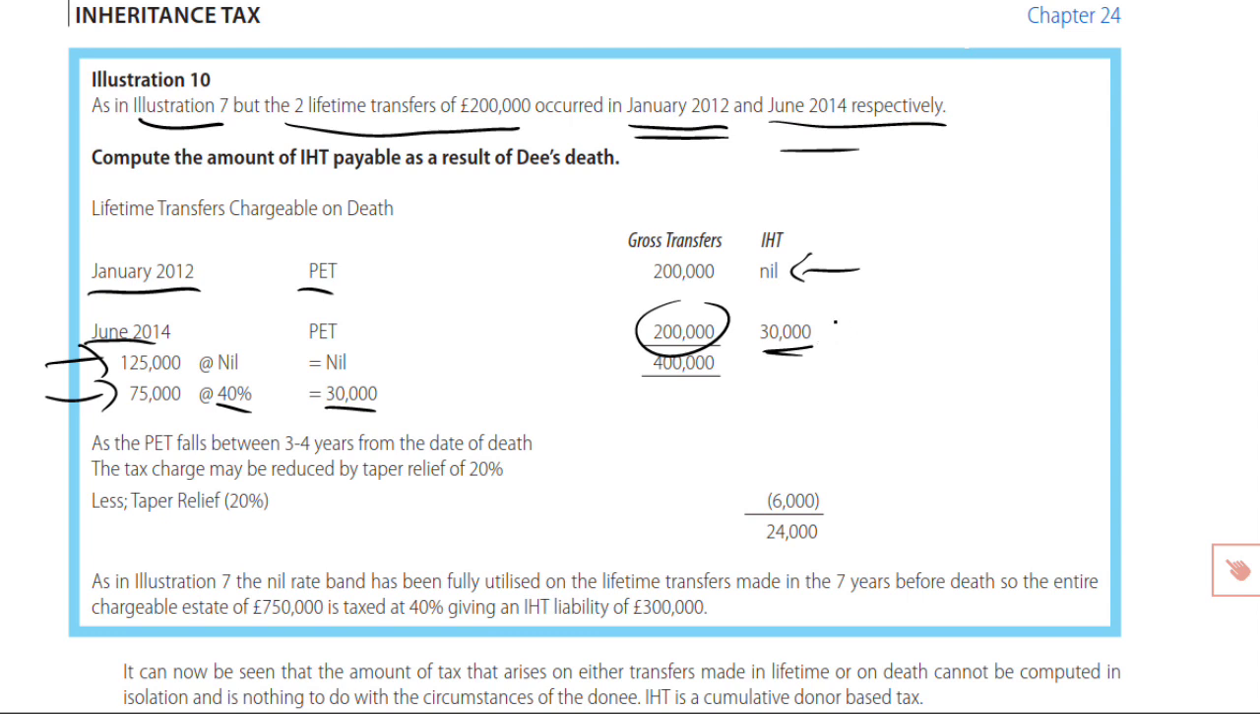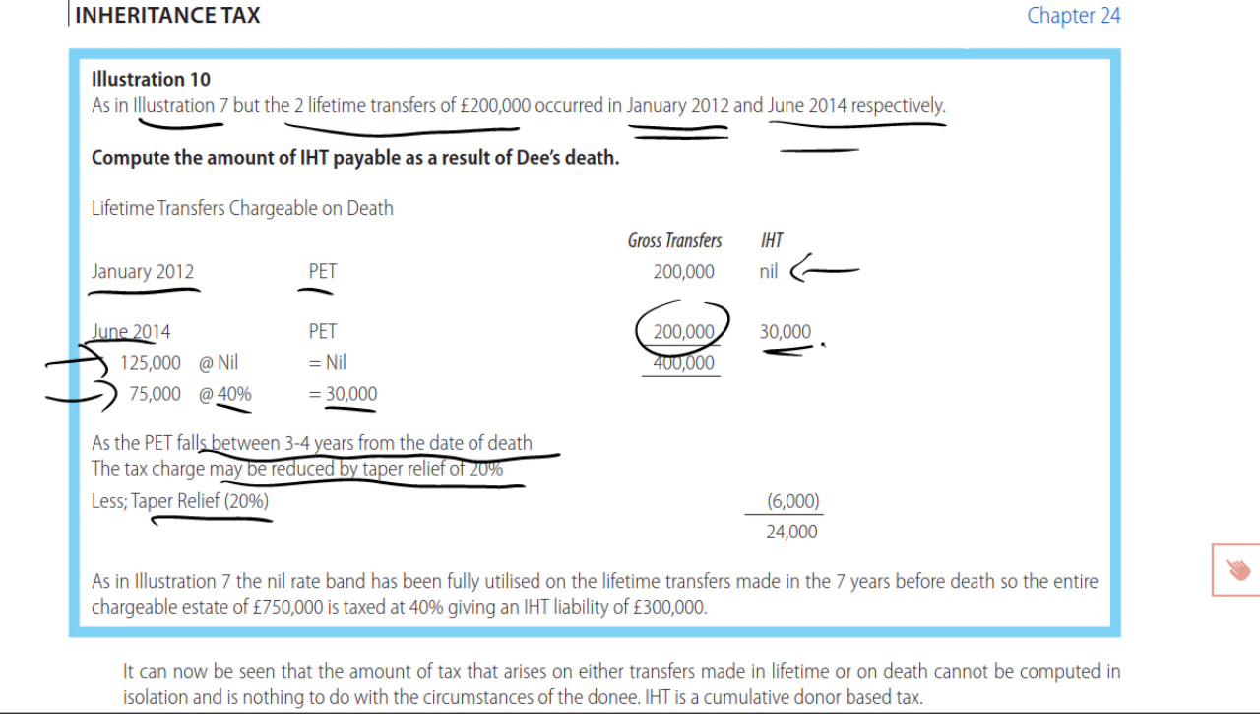as we had before. But now there's a difference, because this time the taxpayer has survived for more than 3 years, albeit not more than 7 years, from the date of the transfer to the date of death. So you count through from the date of the transfer through to the date of death, and you establish, have we survived for more than 3 years? Did we survive for more than 4, more than 5, more than 6? To establish, is it as here, as the PET falls between 3 to 4 years from the date of death, the tax charge may be reduced by the taper relief of 20%.